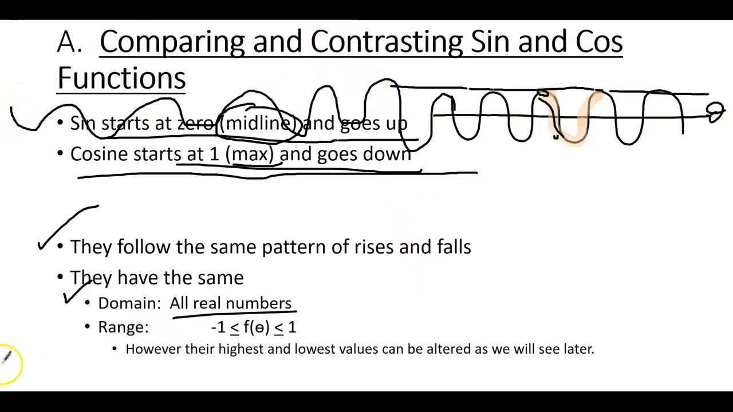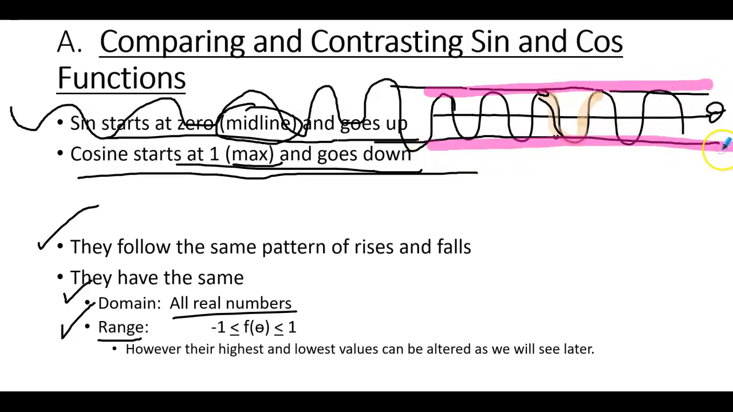Okay, but the range is restricted. Now, this is something we don't talk about quite as much, but the range is all the possible y values, the height of the graph. Well, as you guys can see, the height of this graph is bound between this line and this line here. The graph doesn't go past that, okay? So the range is always between -1 and 1. However, we'll see later on that we can make those values different, okay?